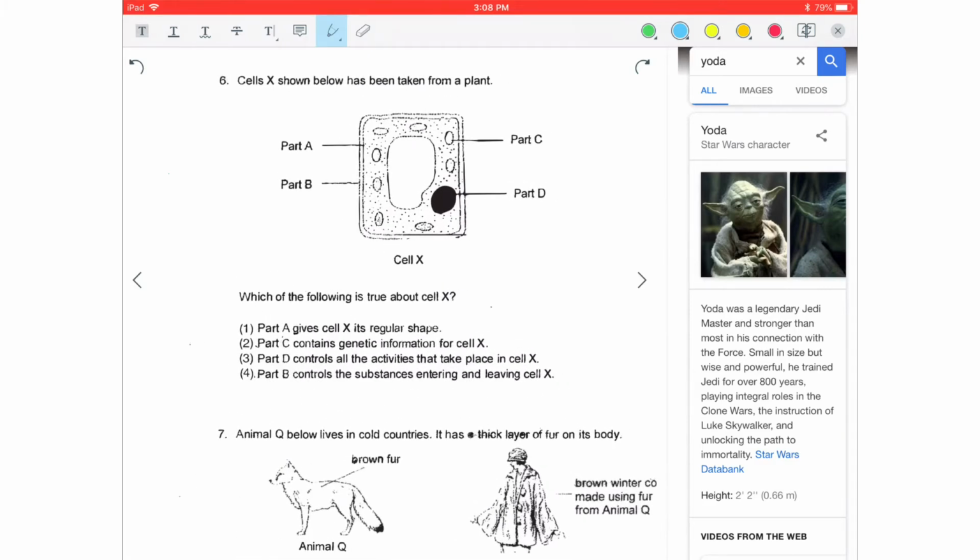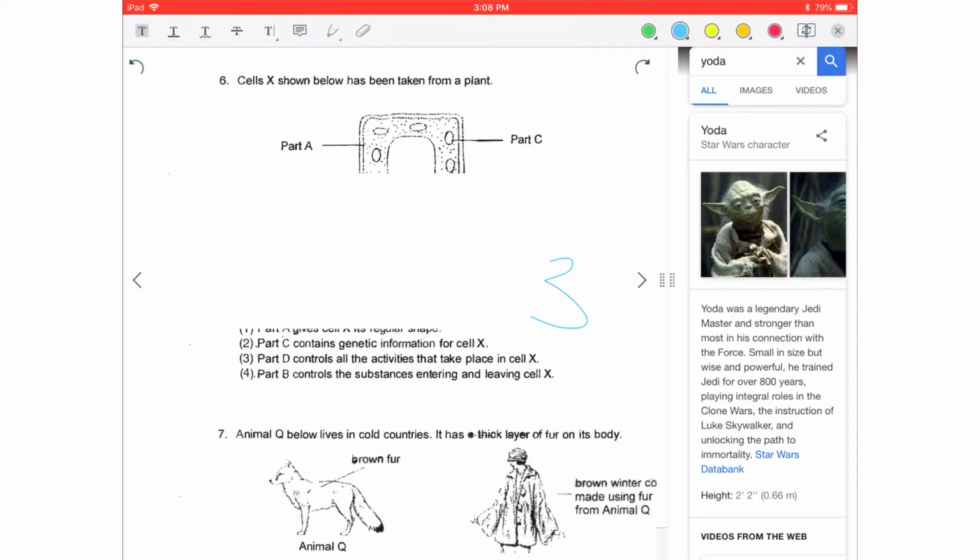Cell X shown below has been taken from a plant. Which of them is true about cell X? D is the nucleus, C is like the chloroplast, A cell membrane, D cell wall. 3. Yep. 3. Next one.